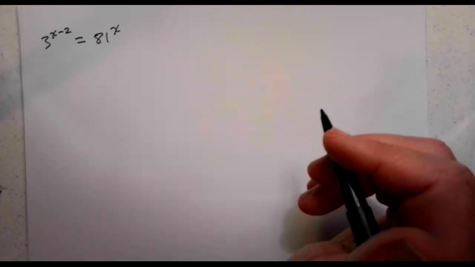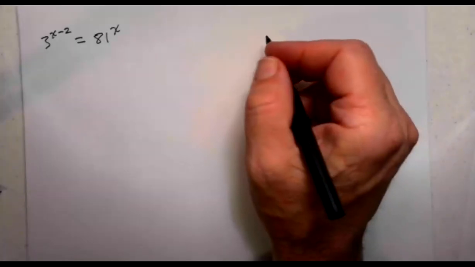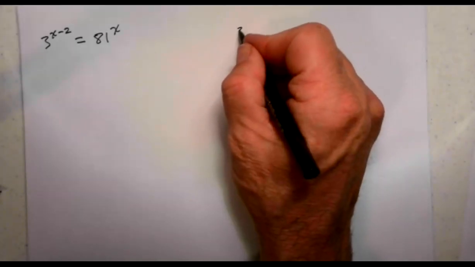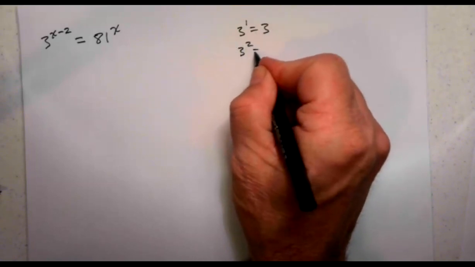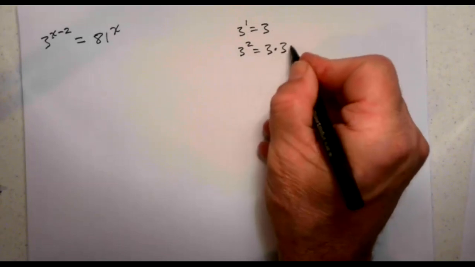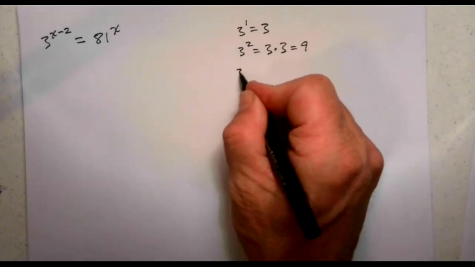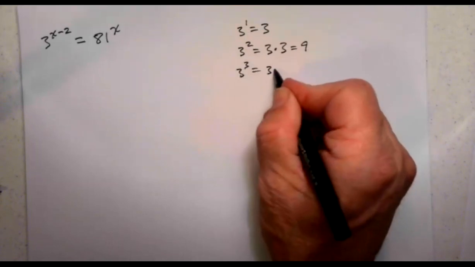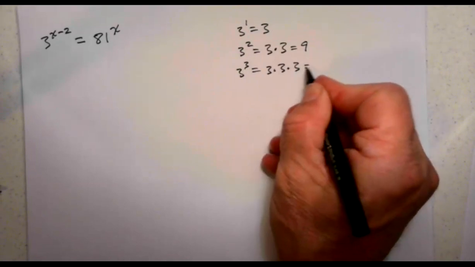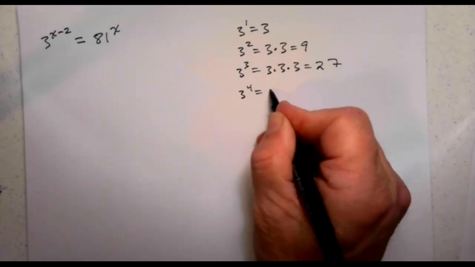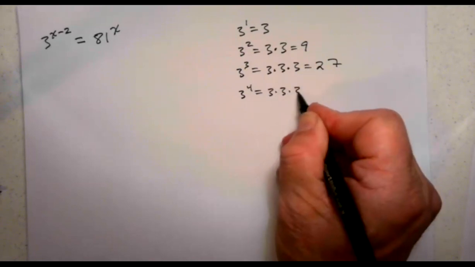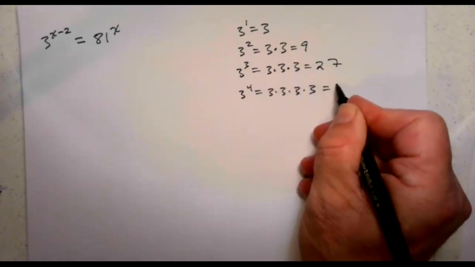This question says 3 to the x minus 2 equals 81 to the x. So let's do some analysis here. 3 to the first equals 3. 3 to the second is 3 times 3, which is 9. 3 to the third is 3 times 3, 9 times 3, which is 27. And 3 to the fourth is 3 times 3, 9 times 3, 27 times 3 is 81.